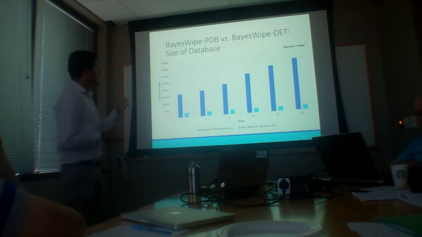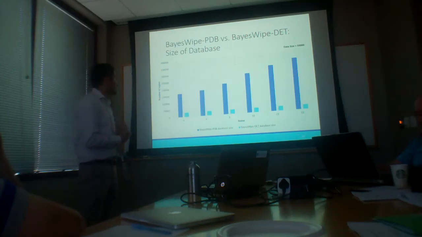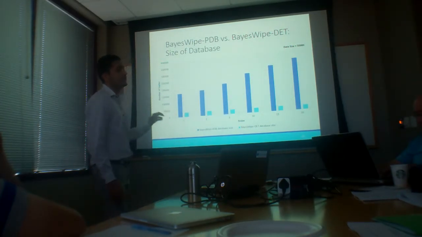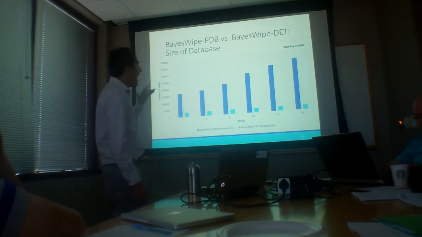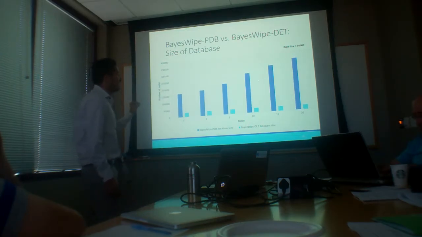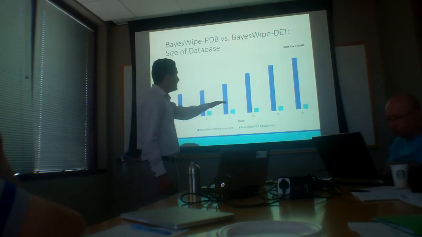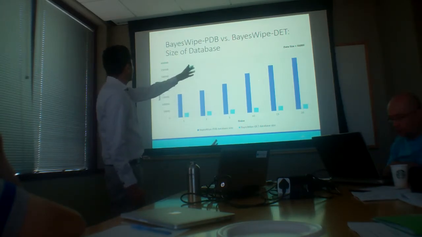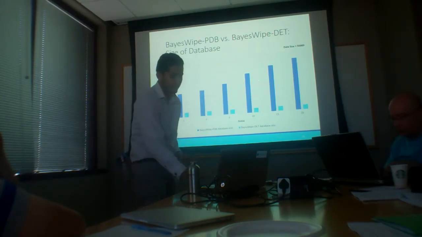Now this graph shows the scalability comparison of BayesWipe PDB with BayesWipe DET. You see that BayesWipe DET has the same size as the dirty database in every case, since it is considering only one rectification, whereas BayesWipe PDB has a size that increases with the noise in the data set. For 30,000 tuples, you may have to store around 350,000 tuples in the probabilistic database if you are considering the full probabilistic database.